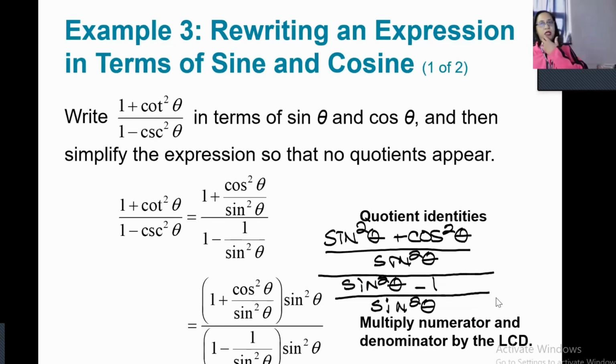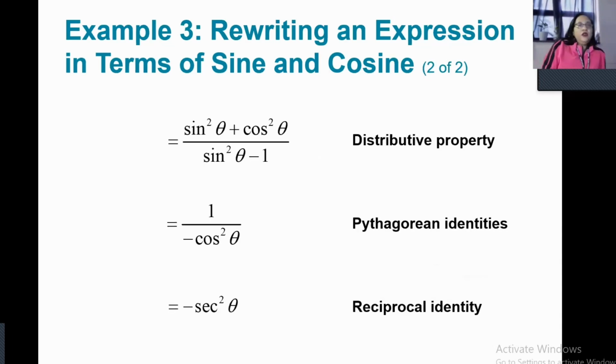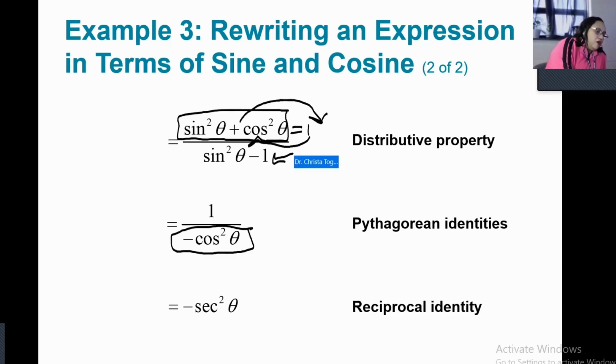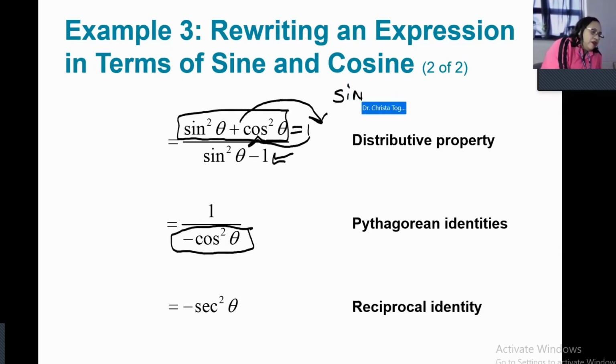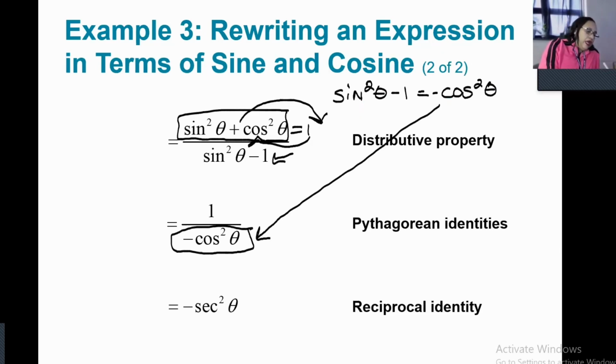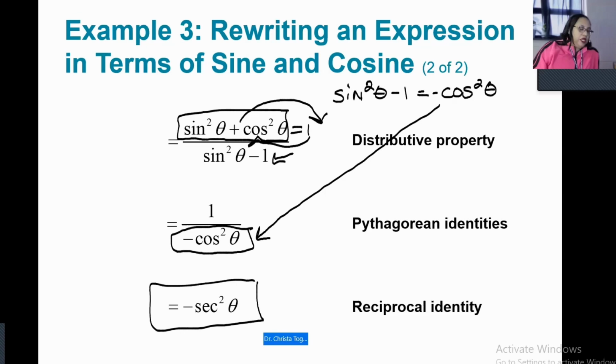All right. So now if you simplify it, you divide out those sine squared thetas, you end up with sine squared theta plus cosine squared theta, and you know that equals 1. So this is equal to 1. And then if I readjust this, sine squared theta minus 1 is equal to negative cosecant squared theta. And then they just replace that with this down here, and they got the reciprocal identity, which is negative secant squared theta.